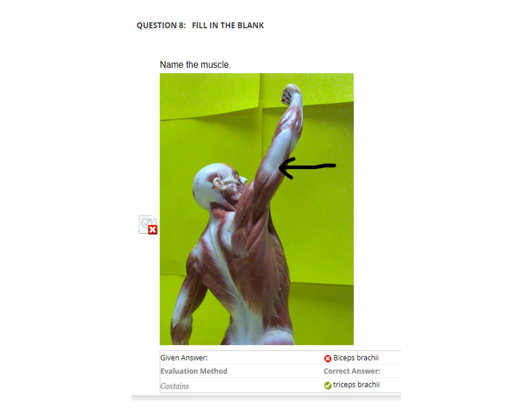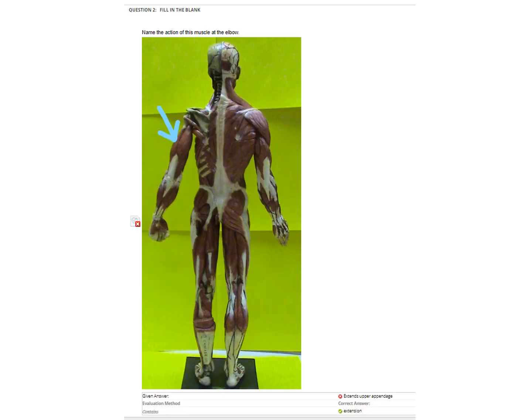Take a moment, if this is confusing for you, to palpate the biceps and triceps on your own body. This is another image illustrating the triceps. Again, this is the posterior side. The posterior side of the arm is where the triceps is located.